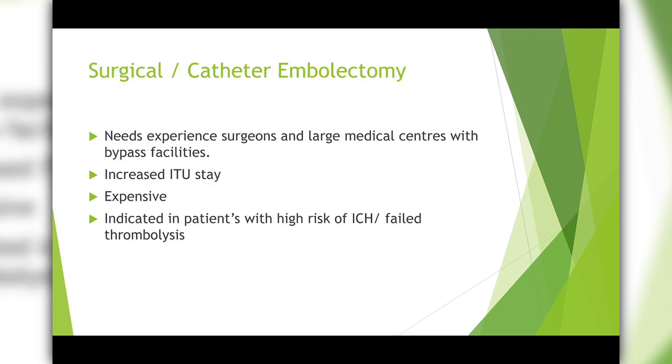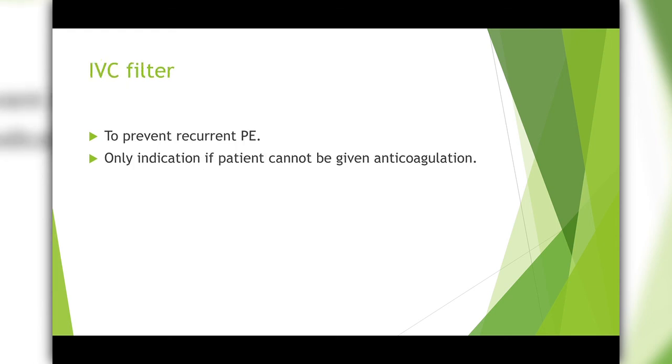Surgical catheter embolectomy needs a large setup and experienced personnel. Increased ITU stay. It's also expensive. Indicated in patients with high risk of intracranial hemorrhage or failed thrombolysis. IVC filter. IVC filter is used to prevent recurrent pulmonary embolism. It is indicated when the patient can't be anticoagulated.